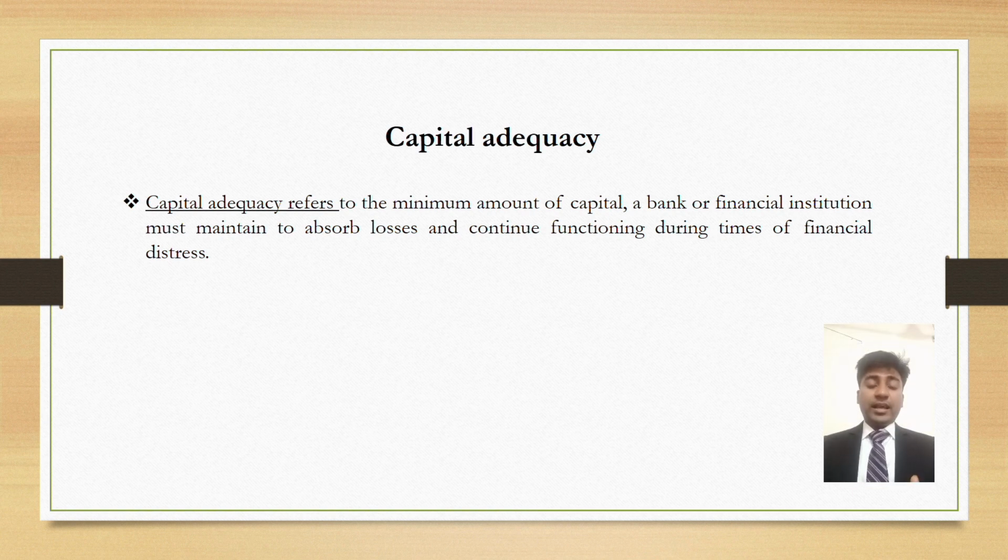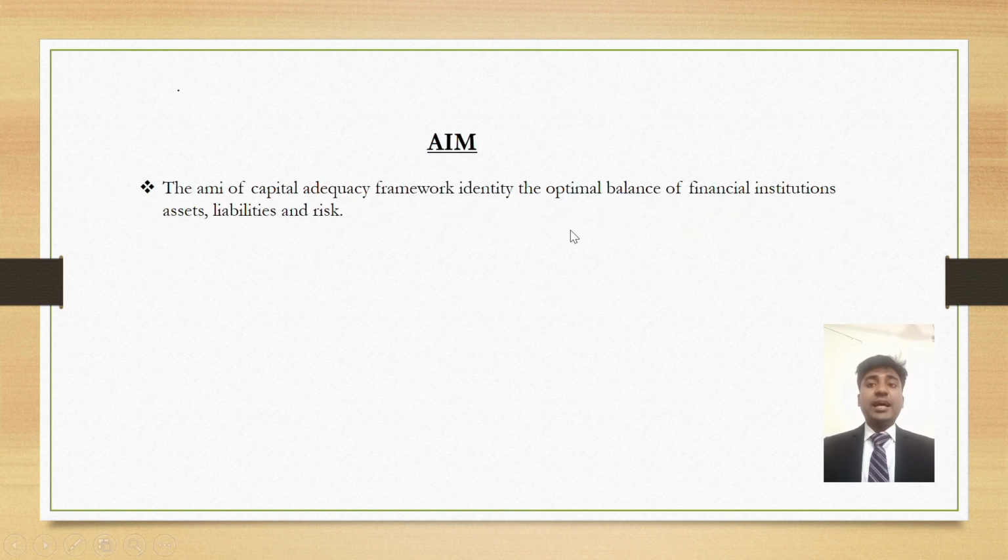Next, the aim of general instructions on capital adequacy framework. The aim of the capital adequacy framework is to identify the optimal balance of a financial institution's assets, liabilities and risk. That is very important for the bank and for customers, who save money in the bank.